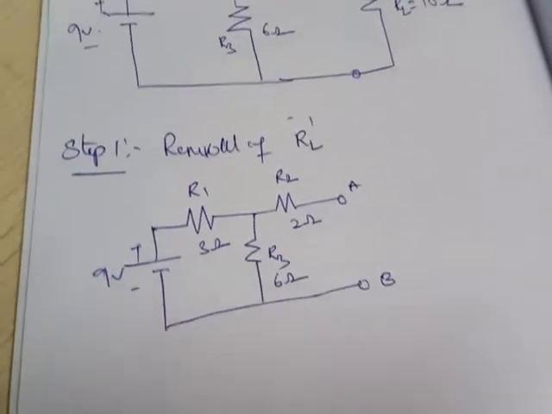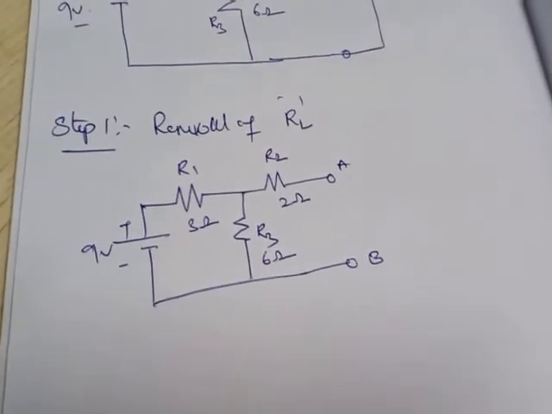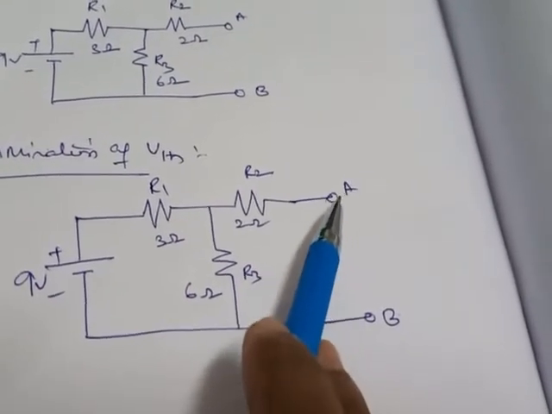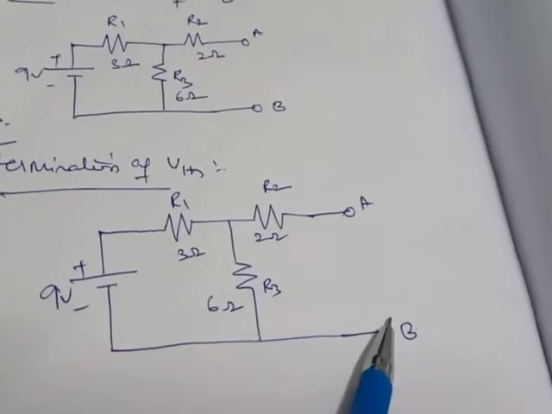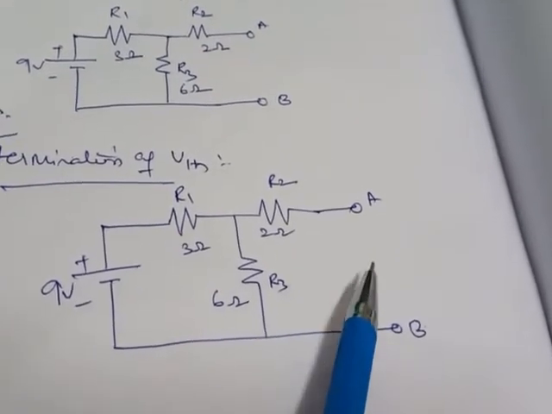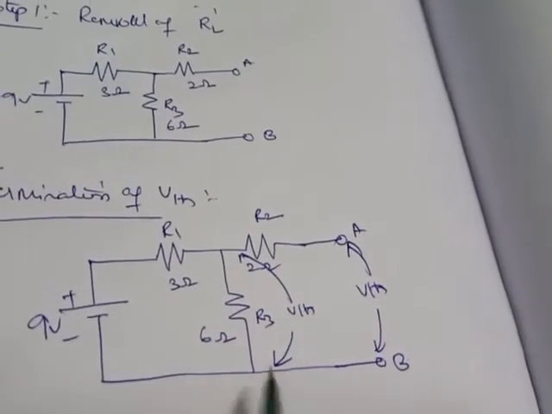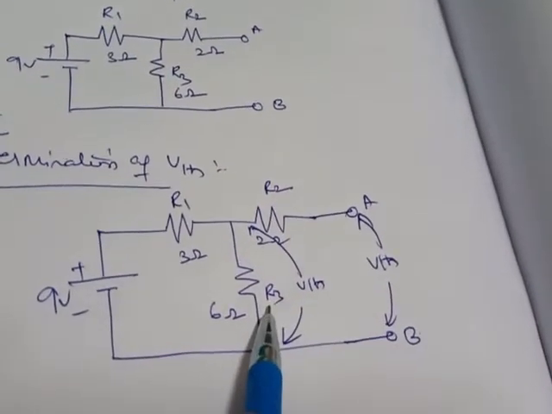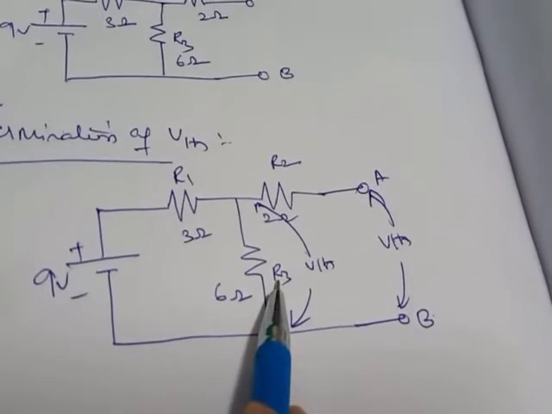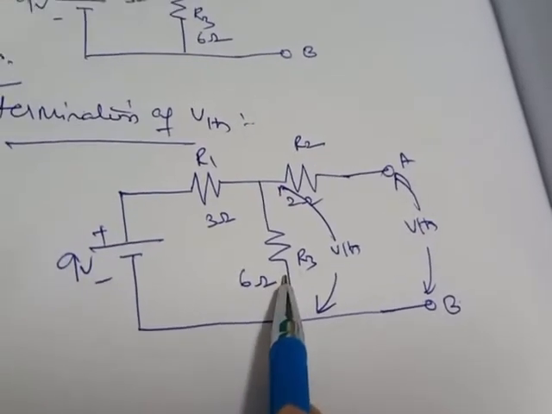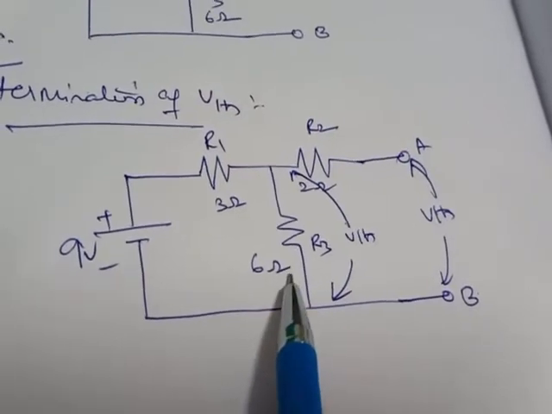So what is your step 2? You need to find out VThevenin's. VThevenin's is nothing but the Thevenin's voltage between terminals A and B, that is VOC. So across A and B we need to find out VThevenin's. That is, you have to find out the Thevenin's voltage across the R3 resistor. You already know the formula: V equals I into R. The R3 value is there. What is the other term we need to get? The current flowing in this 6 ohm resistor.